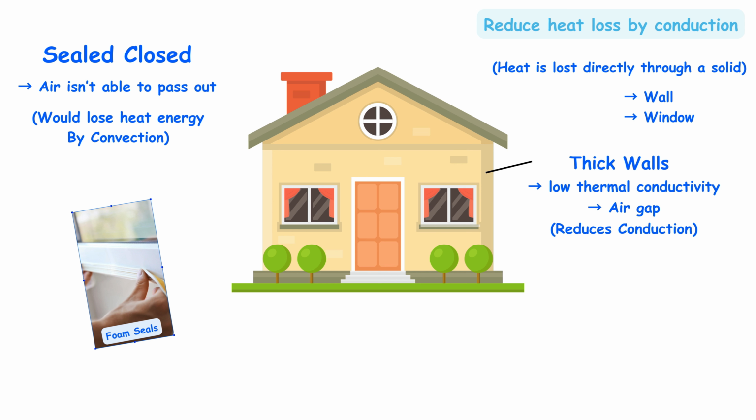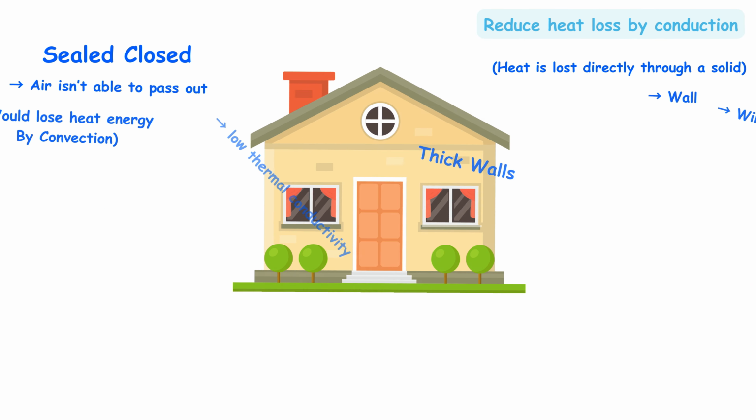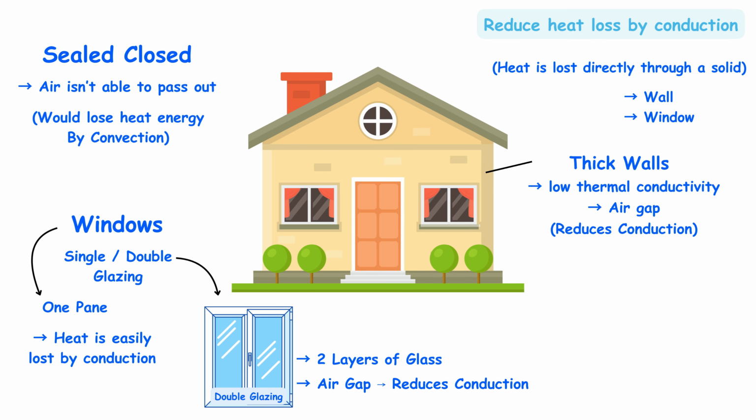This is why we have foam seals around our doors and windows, and one of the reasons why we draw our curtains at night. Second, we need to reduce heat loss by conduction, which is when heat is lost directly through a solid like a wall or a window. To achieve this, houses tend to have thick walls that are made from materials with a low thermal conductivity, which means that they don't conduct heat very well.